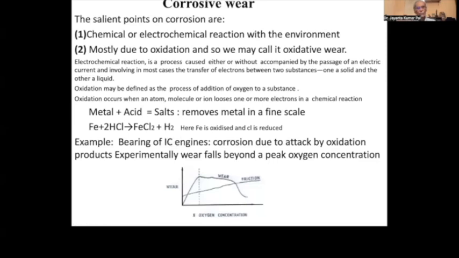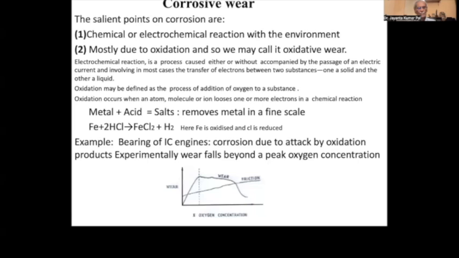And we know that corrosion is a chemical or electrochemical reaction with the environment. Now, the electrochemical reaction is a process caused by either or without accompanied by the passage of electric current. Not necessarily we have to have an electric current, but what is important here is the transfer of electrons between the two surfaces, one solid and one liquid. So this is basically electrochemical reaction.